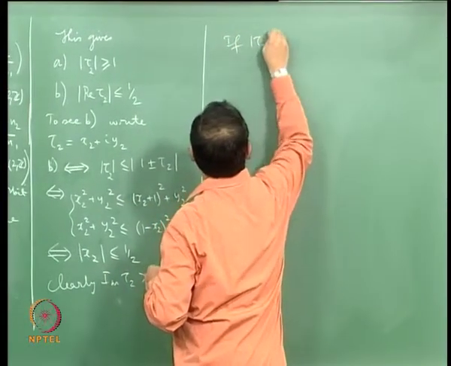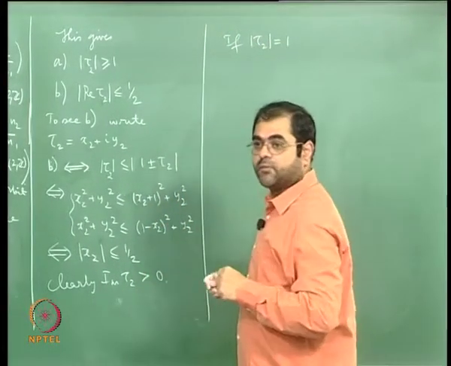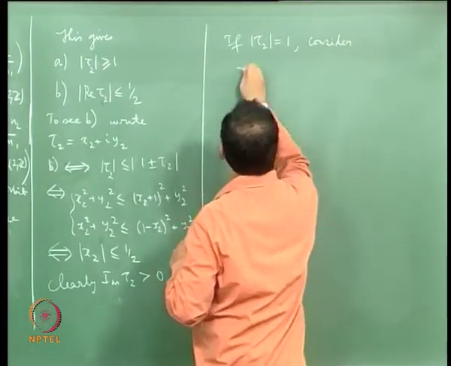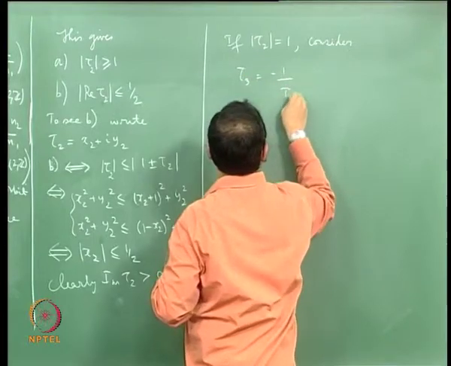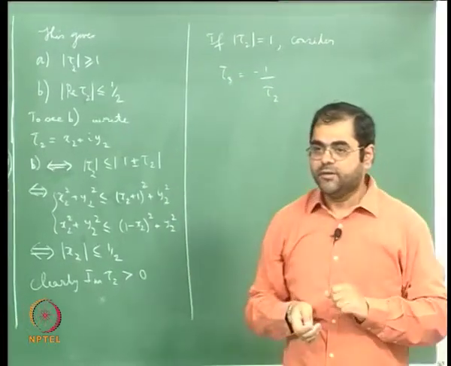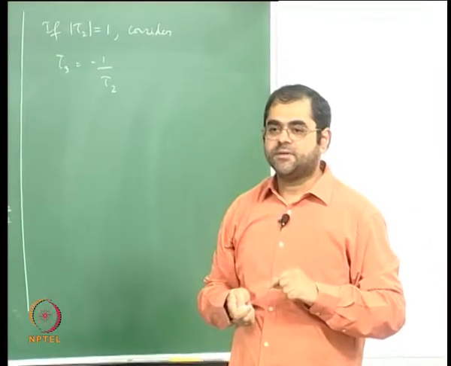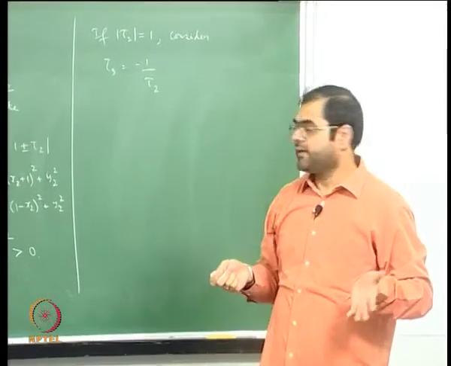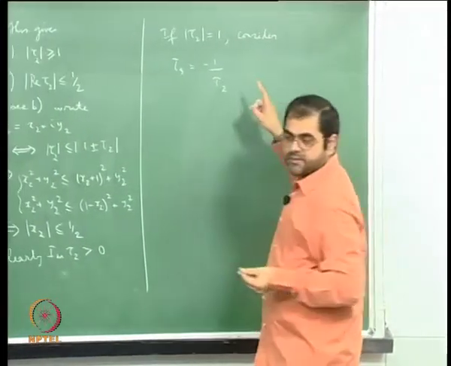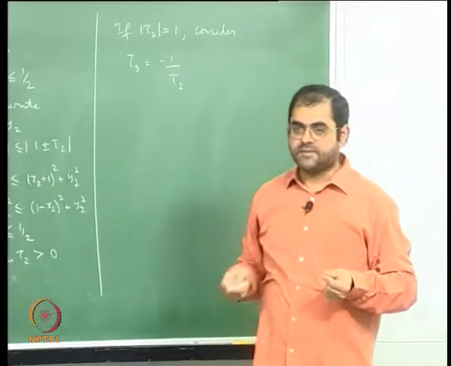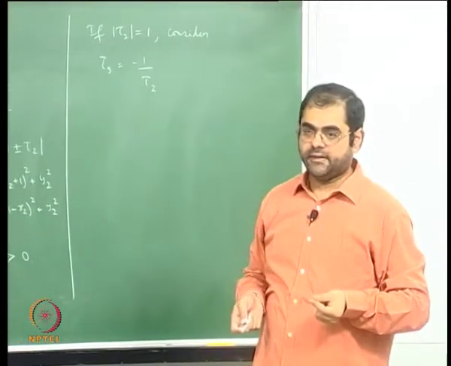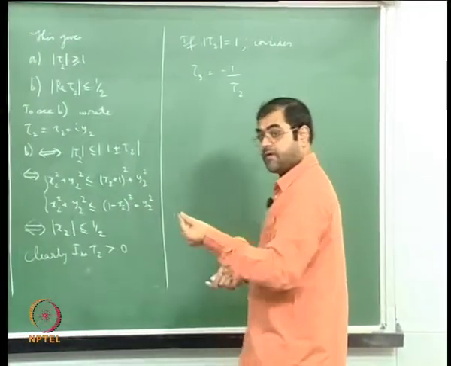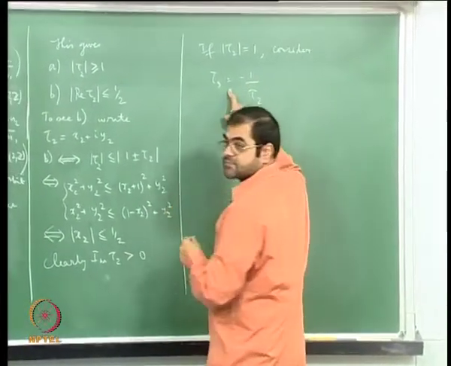If mod tau 2 is 1, consider tau 3 to be -1 by tau 2. That is, you are just applying another Mobius transformation, another PSL2Z element, on the upper half plane. You are just applying the transformation Z going to -1 by Z, which is a PSL2Z element. You are just moving it within the upper half plane, and you consider this.